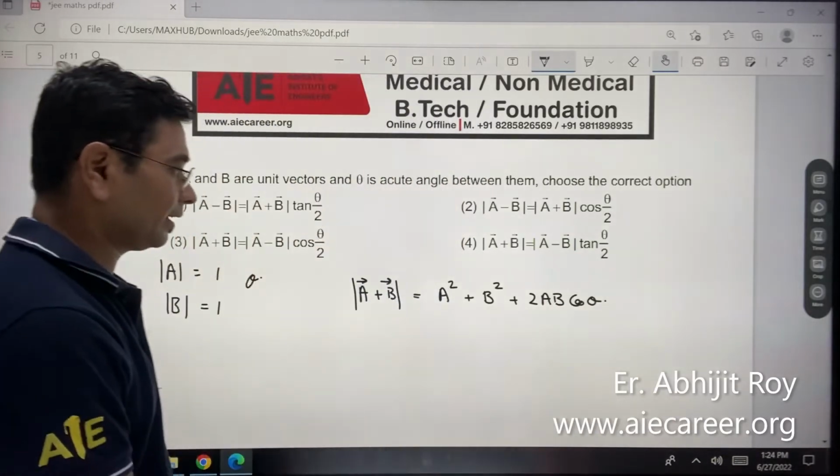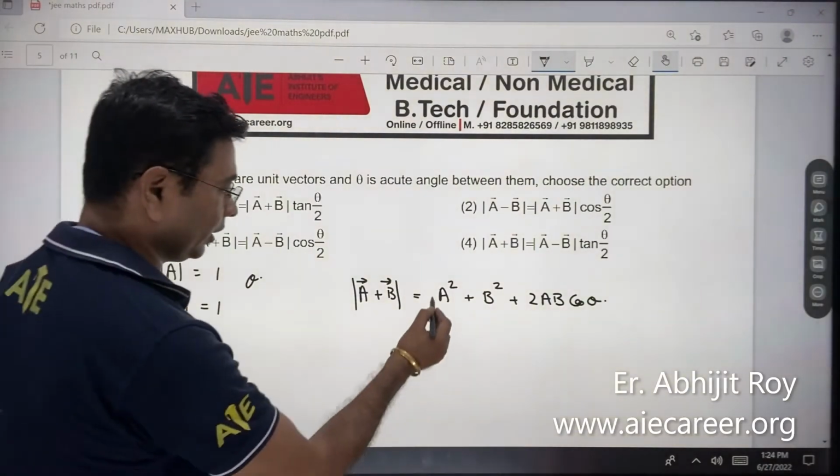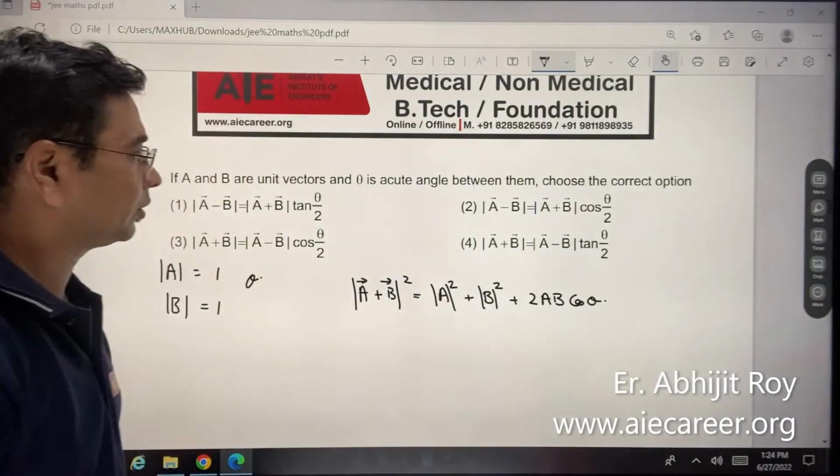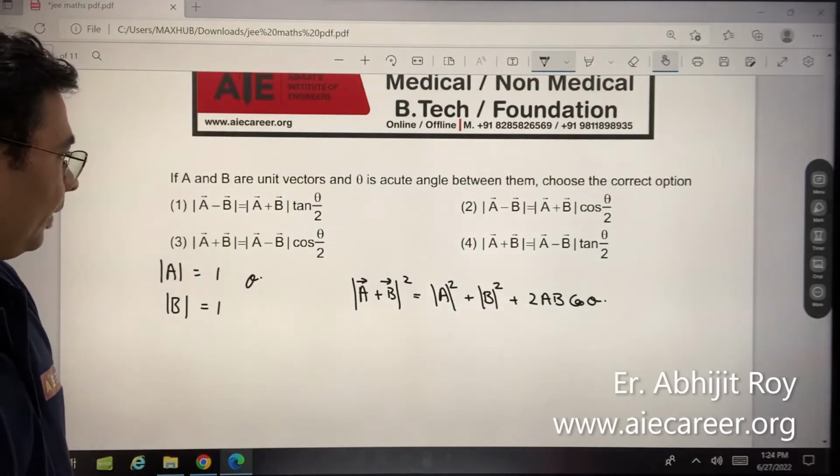So this is the basic equation, right? And these are all your magnitudes. ये अंडर रूट होता है, तो इसको स्क्वायर भी मार दिया. चलो ठीक है, बहुत अच्छी बात.